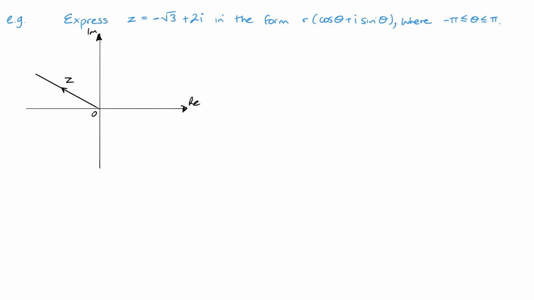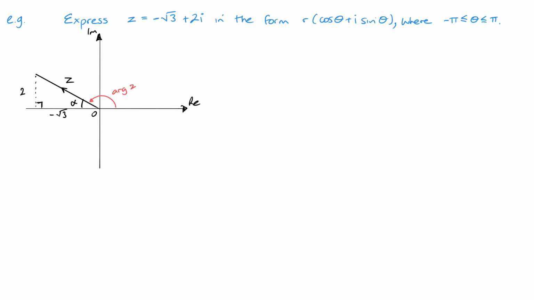So just tidying it up a little bit. We've got our z, we've got minus root 3 across, and we've got 2i up, 2 in the imaginary direction. Now remember that when we measure our argument of z, that's going to be measured anti-clockwise from the real axis. So it's going to be this here. So this is our arg z. And this angle theta, or I'm just going to use alpha, just use either.